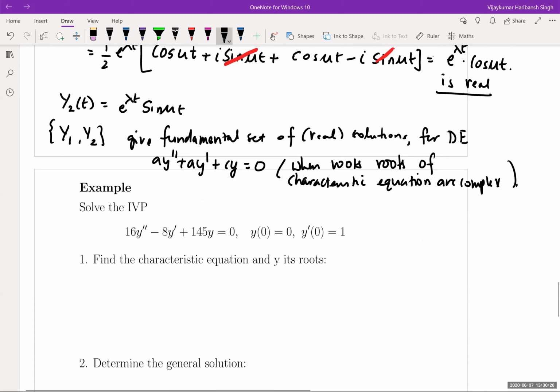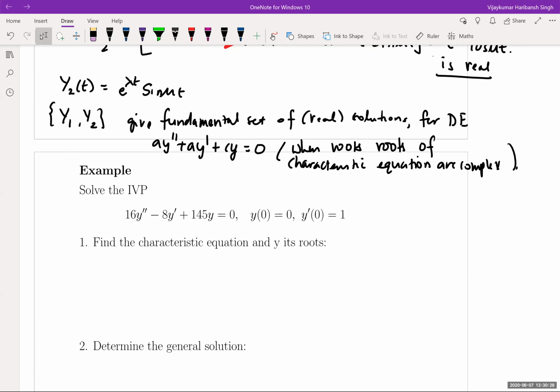Now let's look at an example. Consider the following initial value problem. We have 16y double prime minus 8y prime plus 145y equals 0, and y of 0 is 0 and y prime of 0 is 1. Now recall, for a second order differential equation, you have to be given two initial conditions to get the proper solution, right? So now let's first find the characteristic equation.